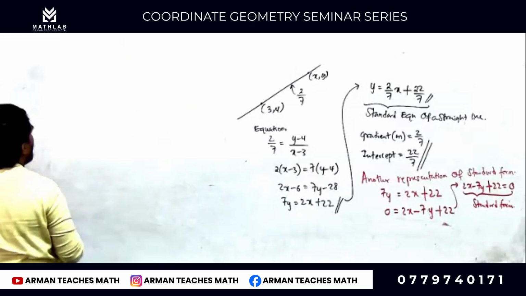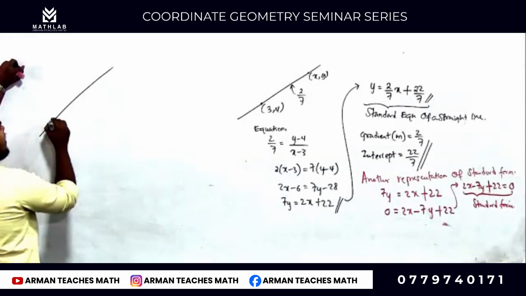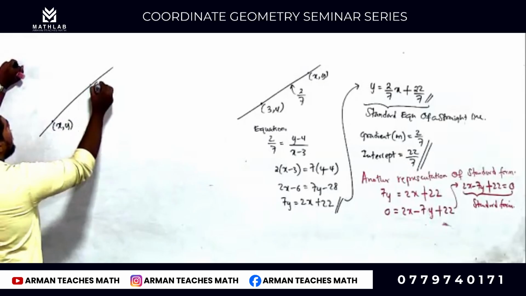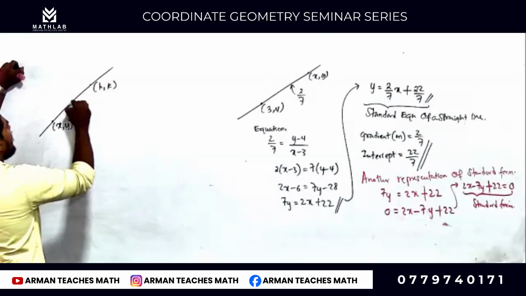Okay. So let's say we have a straight line segment. I'm going to derive the next standard form in notations. I'll take x comma y as a general coordinate and h comma k as another coordinate. Let's take the gradient.